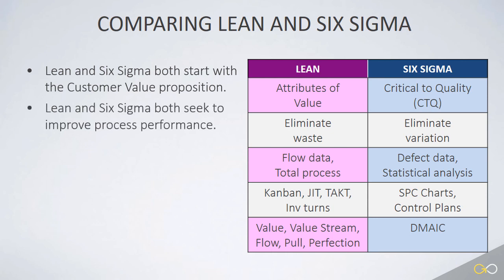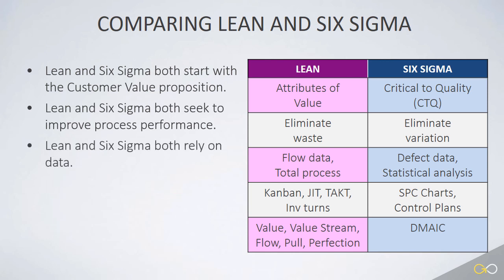Also, both Lean and Six Sigma are trying to improve process performance. Lean does this through the removal of waste, and Six Sigma through the removal of variation. Many of the underlying root causes of process problems create both waste and variation. By combining these, we ensure we get all the process benefit.